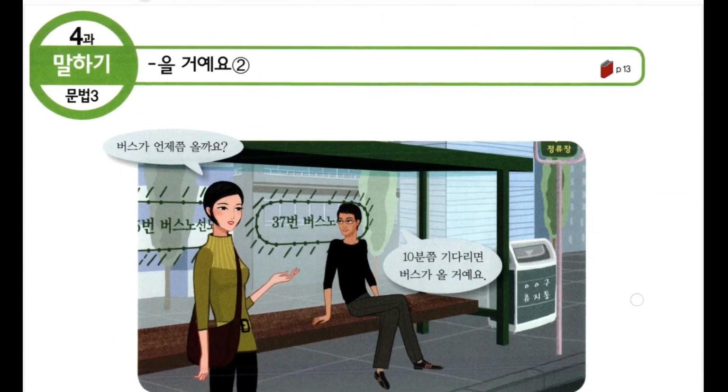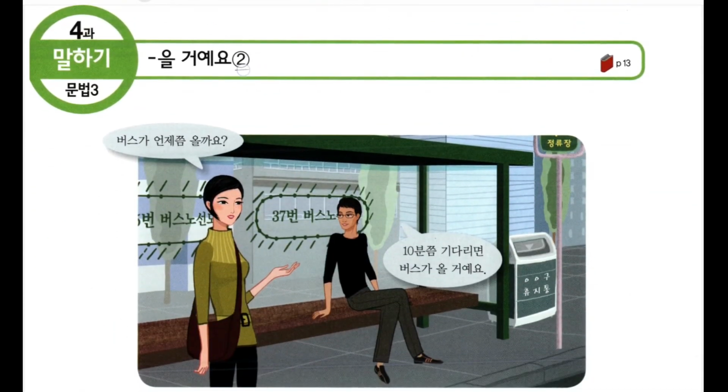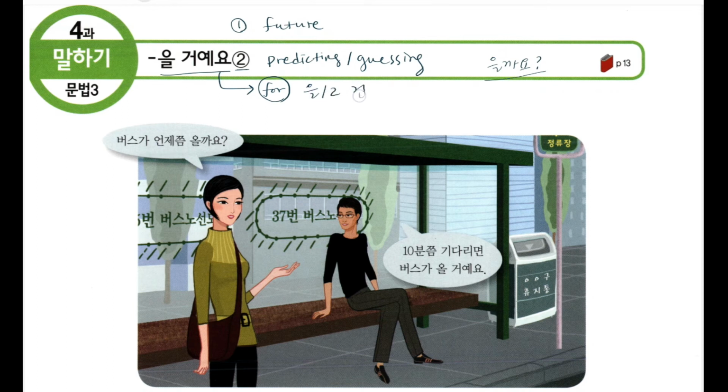좋습니다. 자, second grammar point. 을 거예요. Again, this is the second function. 자, what is the first function? Future tense, isn't it? 을 거예요, future tense. This time, you will also be predicting. Predicting or guessing. What is the difference between 을 거예요 and the previous one, 을까요? Simply, this is a question and this is a statement. 자, how about the formal sentence ending? 뭡니까? Formal, 어떻게 말해요? 을, 리을, 겁니다 말해요.